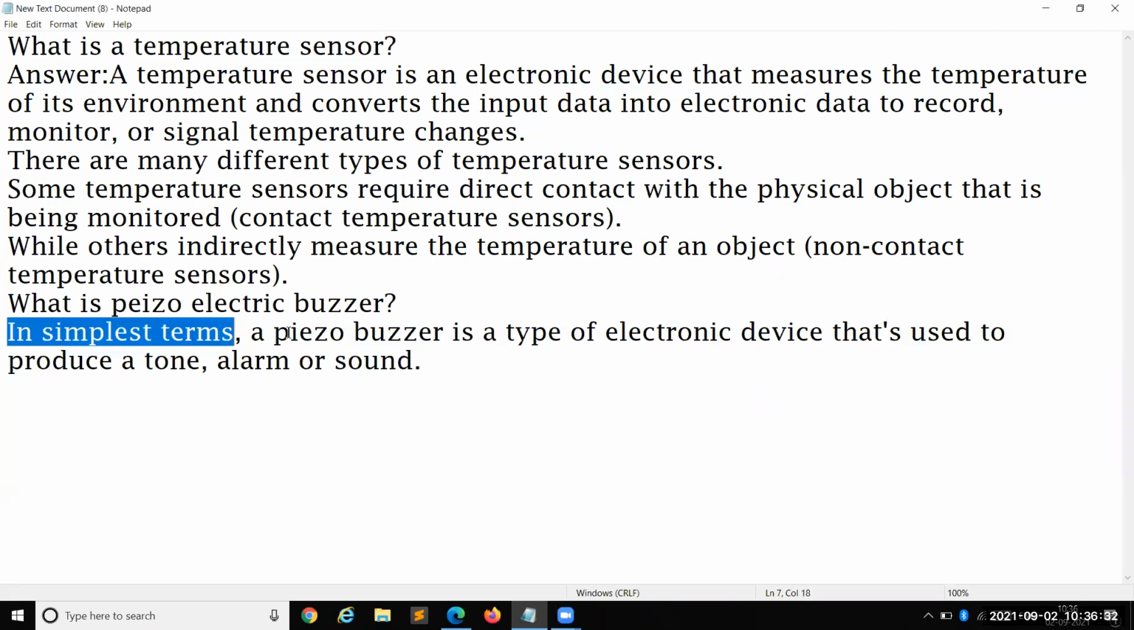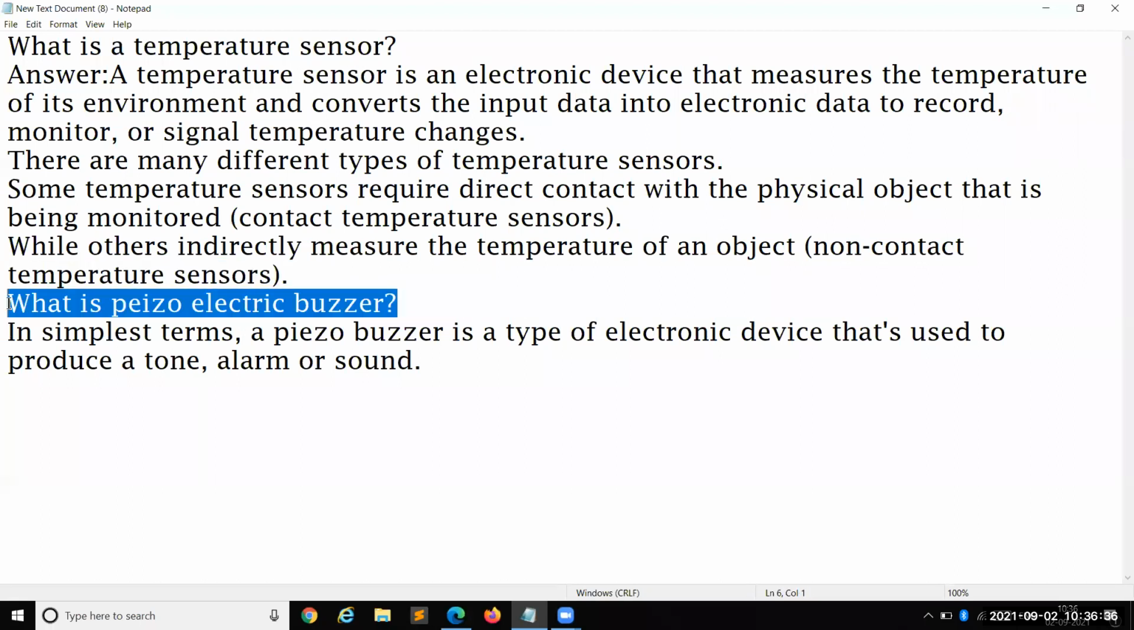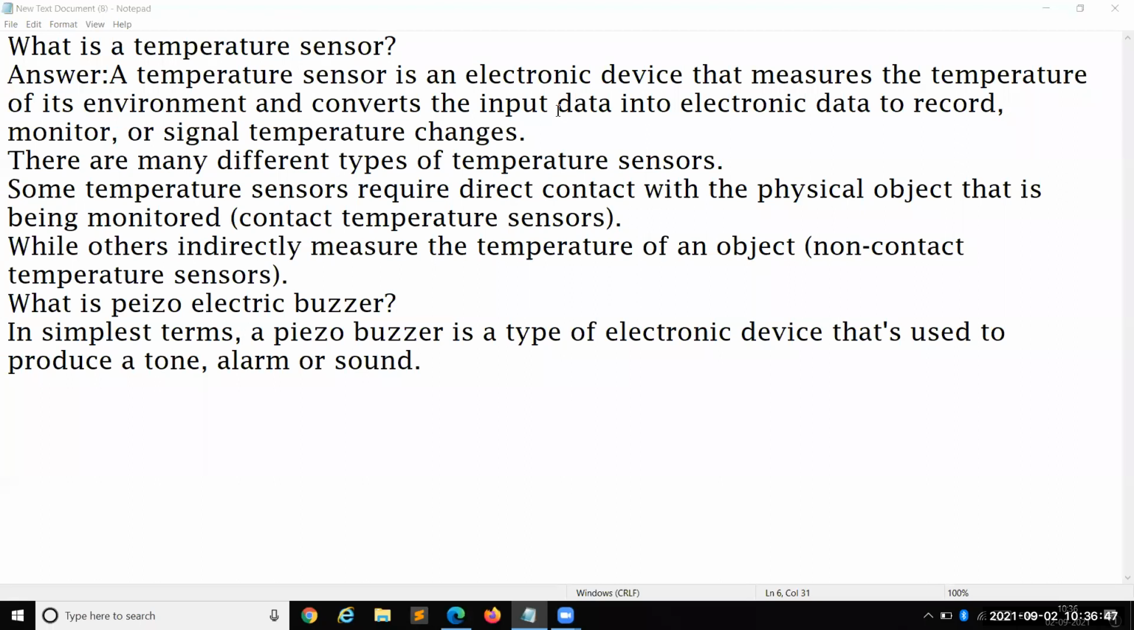Do you have any doubt regarding the piezo buzzer? You have already done projects with it before, so I'm not going into much detail about it, but just to remind you, it's a device that is used to produce a tone, an alarm, or a sound.